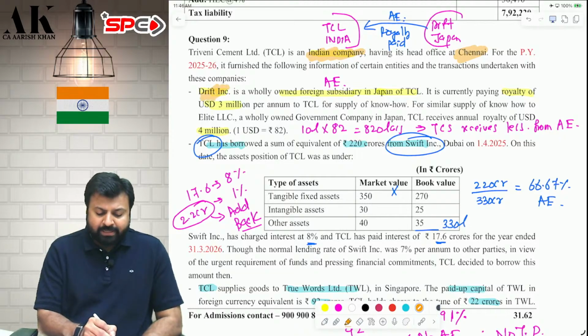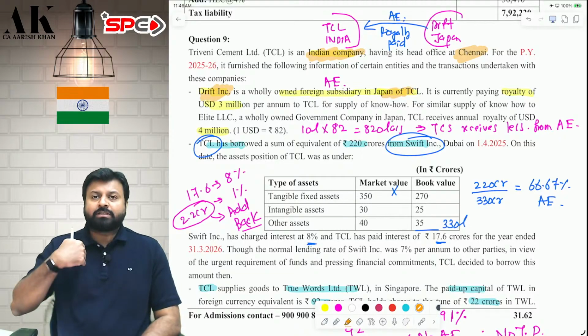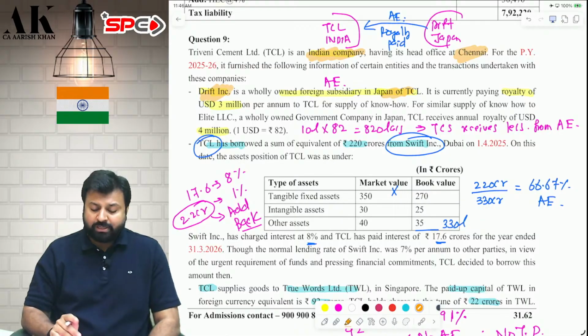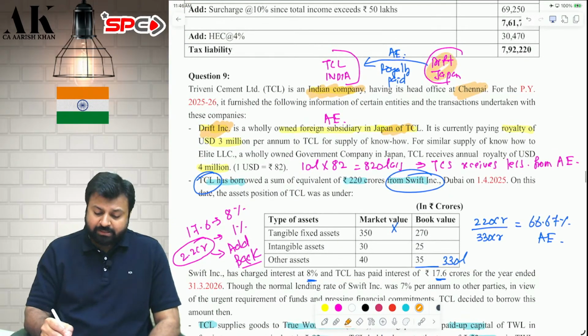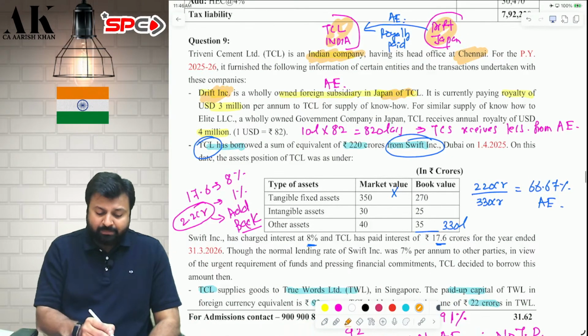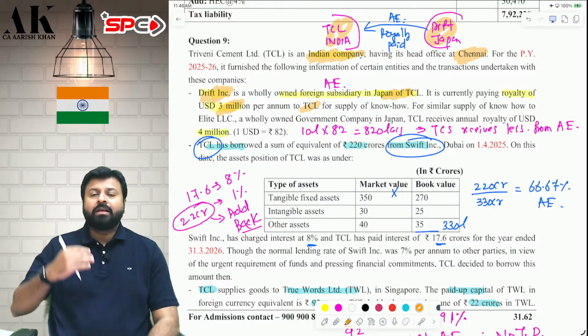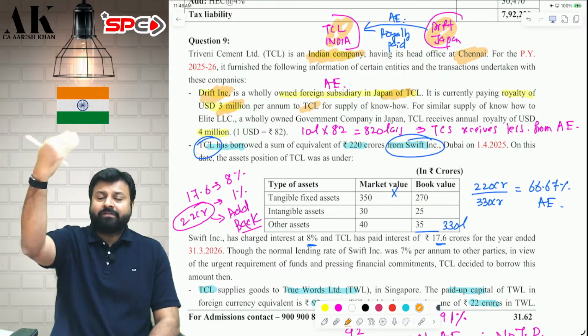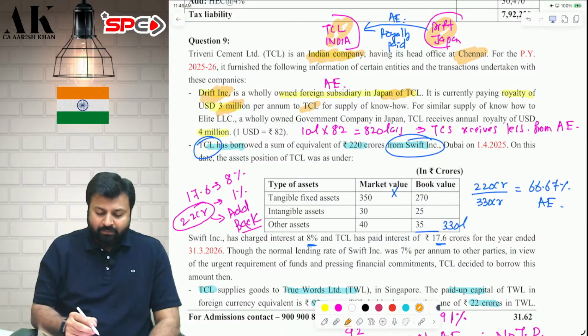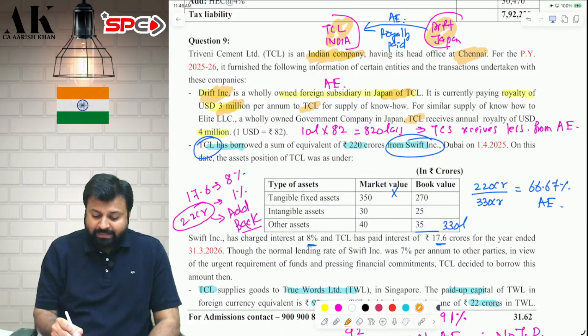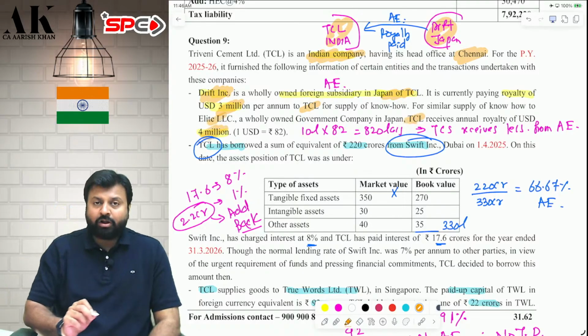Now, there is a foreign subsidiary Drift Inc. which is of Triveni. Therefore, that Drift Inc. and Triveni are what? Associate enterprise. Now, Drift is paying some royalty of $3 million to Triveni. So, Triveni is providing some services. Drift is paying royalty of $3 million to us, whereas Triveni is receiving royalty from others at $4 million.